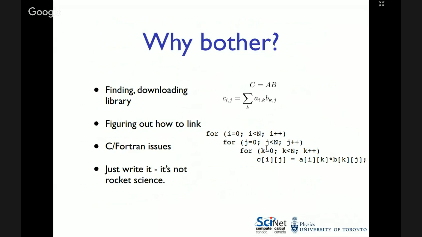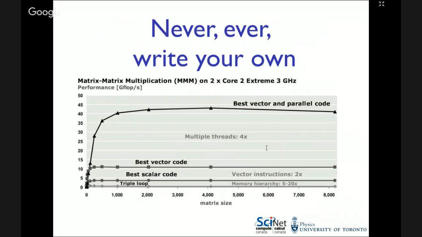The issue with doing this is that every time we implement something, we have the chance of including a bug, but also there is performance. So this is a plot that probably is an old plot now, but basically it shows the performance of implementing the matrix multiplication just with a triple loop, as we were doing before, and then with the best scalar code, best vector code, and the best vector and parallel code. So this is a code like ScaLAPACK that is also using multithreading.